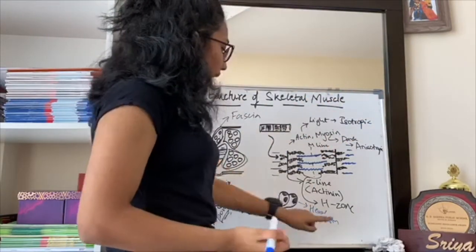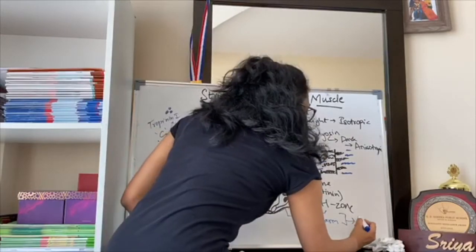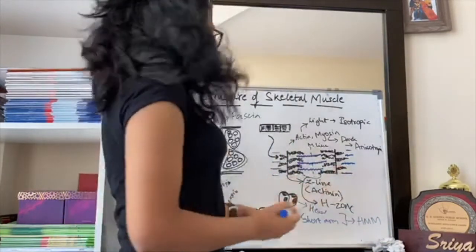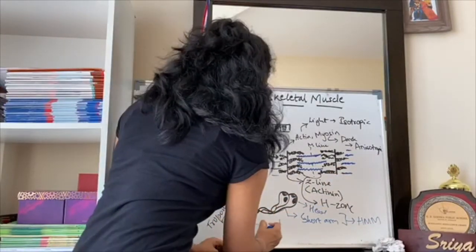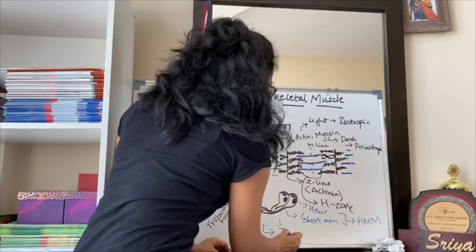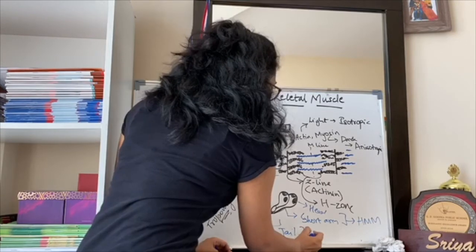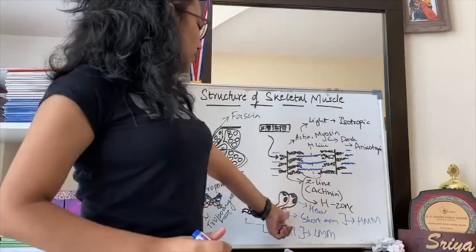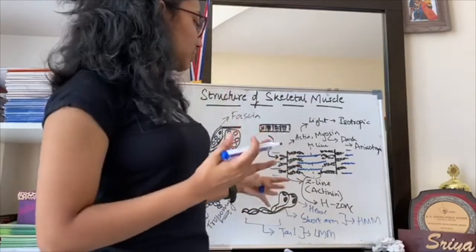So these 2 parts form the heavy meromyosin, and you can figure it out from the name that they're heavier than this part, which is the tail part, and this one is light meromyosin. Okay, so this is the myosin, this is the structure of myosin.